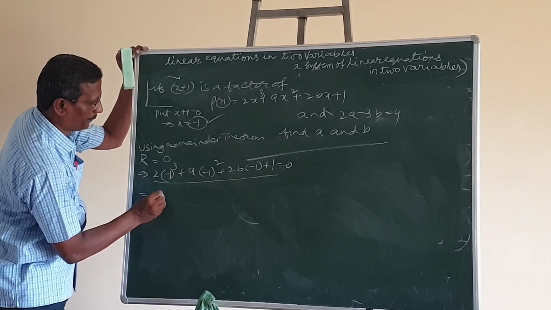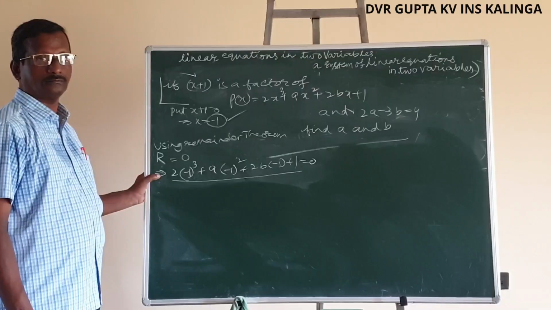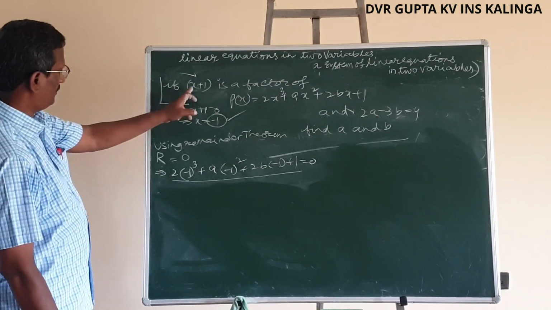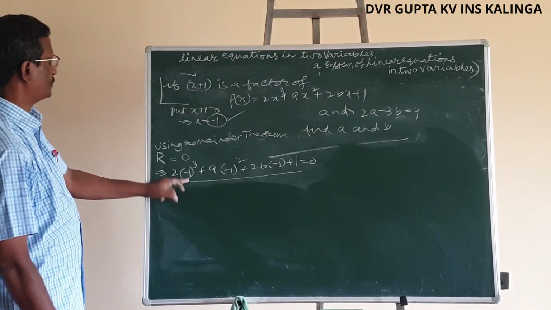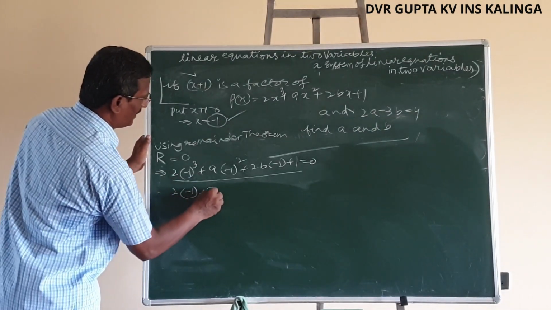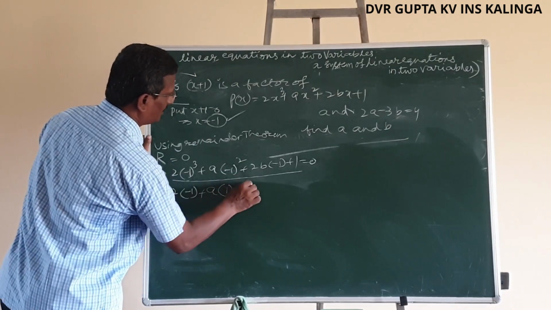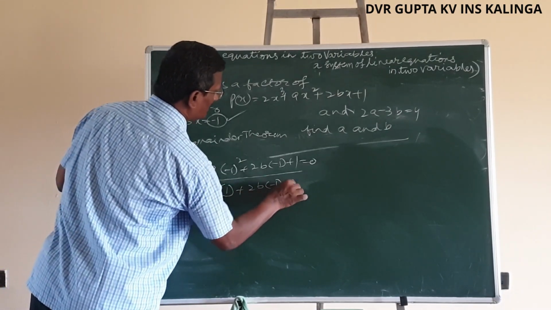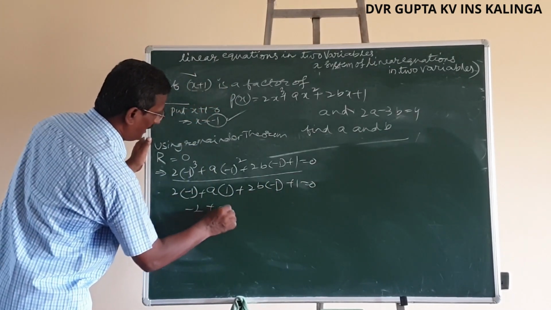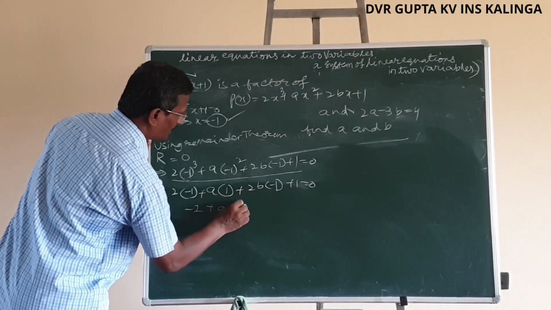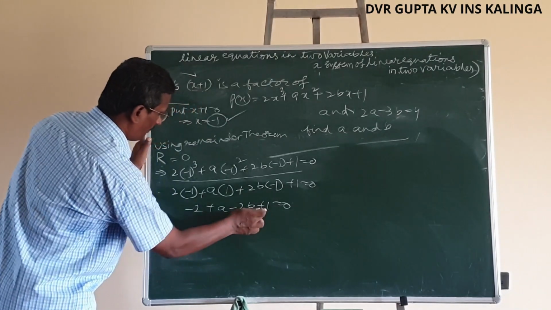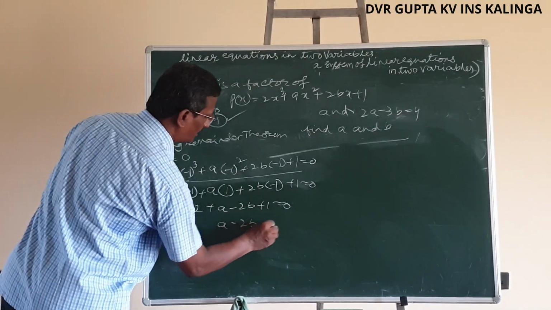Now minus 1 whole cube is minus 1, 2 into minus 1 is minus. On substituting the value x is equal to minus 1, 2 into minus 1 whole cube is minus 2, plus a into minus 1 whole square is plus a, 2b into minus 1 is minus 2b, plus 1 is equal to 0. This is a minus 2b, 1 minus 2 is minus 1. Minus 1 goes across and becomes a minus 2b is equal to 1.